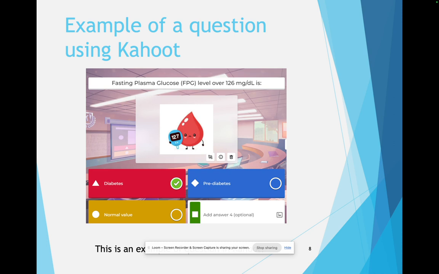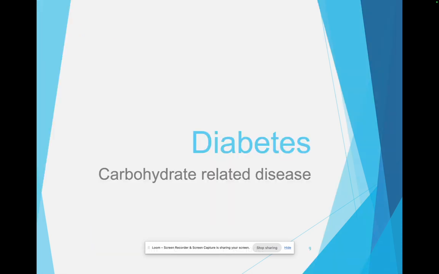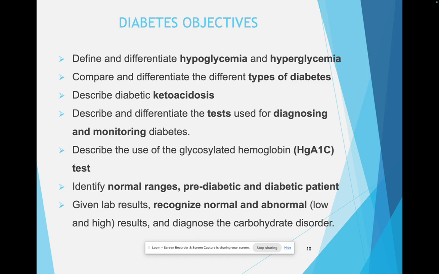So that's an example of a question using Kahoot. There is a title, most of the time there is a picture, and then of course there are different options for answer with only one right answer. So today I'm going to talk about diabetes. Those are the objectives.